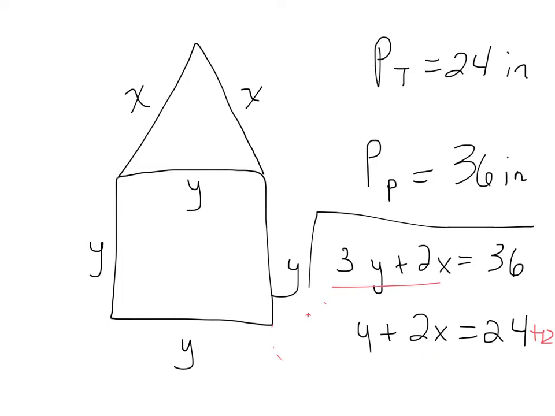Let's say I had just what we had in the beginning here. How would I solve this, Luca? Okay, so you would take the bottom equation, subtract 2x from both sides to get y equals 24 minus 2x, and then substitute the 3 times 24 minus 2x plus 2x into 36. So you could use substitution method.